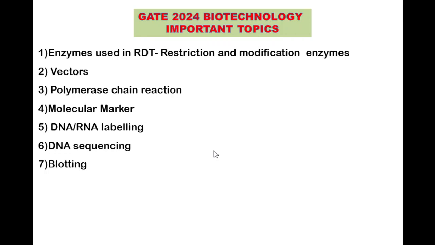Next is blotting: northern blotting, southern blotting, western blotting. Next is mutagenesis, site-directed mutagenesis, followed by the CRISPR-Cas system. Next thing is bioinformatics. Bioinformatics is very important, and those questions are easy for us to solve.